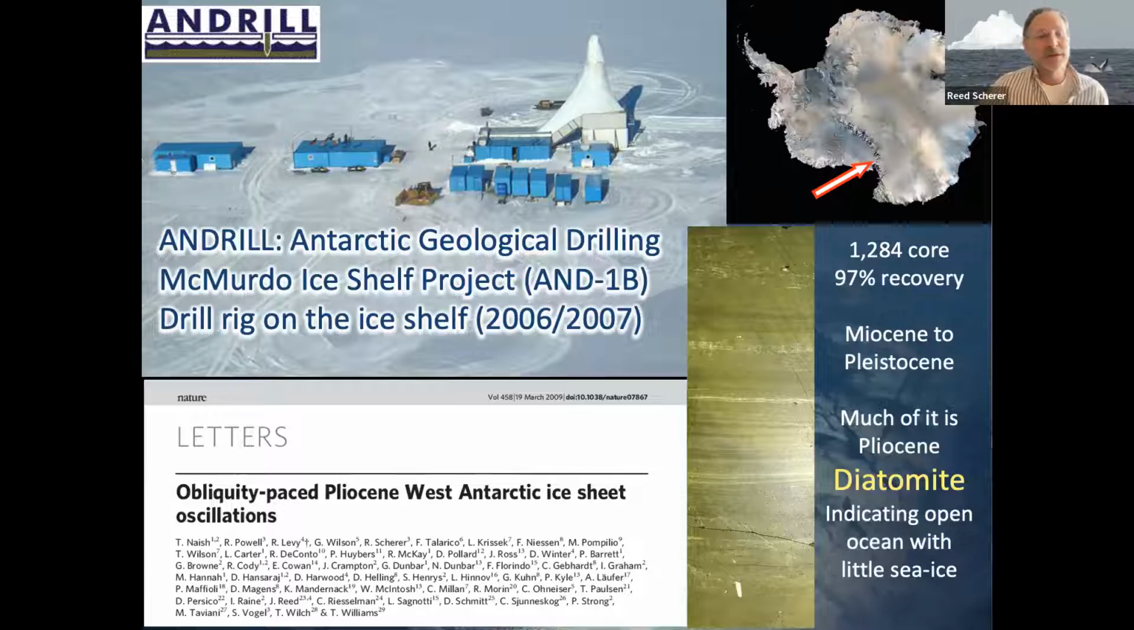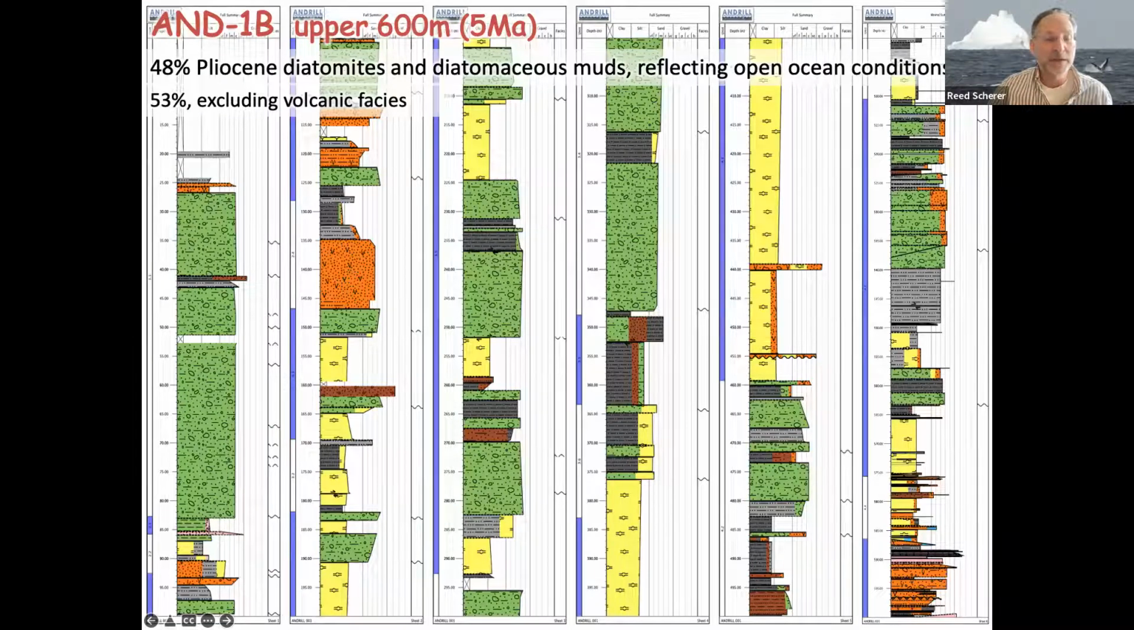The closer you drill to the ice sheet, the more likely you can reliably connect the two. And many of you are familiar with the drilling program around 15 years ago, the ANDRILL program, which was a wildly successful program, setting up a drill rig on the ice shelf and drilling into this basin just adjacent to Ross Island. Wildly successful in that we got a 1,284 meter core with 97% recovery. And a good portion of it was diatomite. And the diatomite had an obliquity pacing, changing between open ocean conditions, as illustrated here in yellow, and more glacial advance conditions, as illustrated by the green diamict. So about 50% was diatomite.